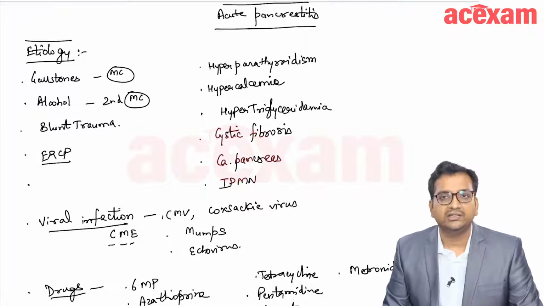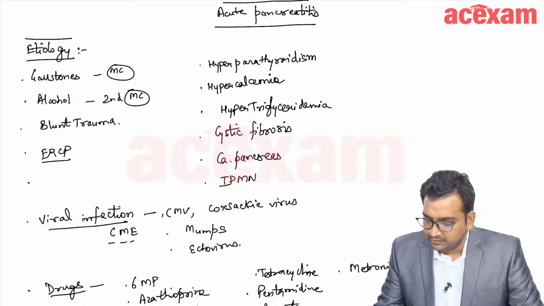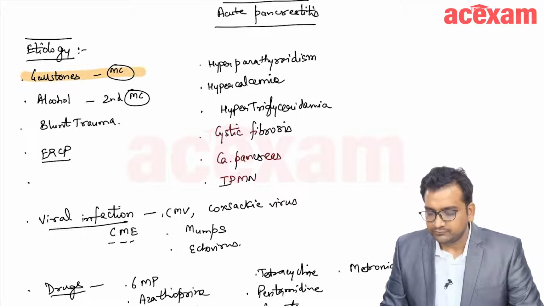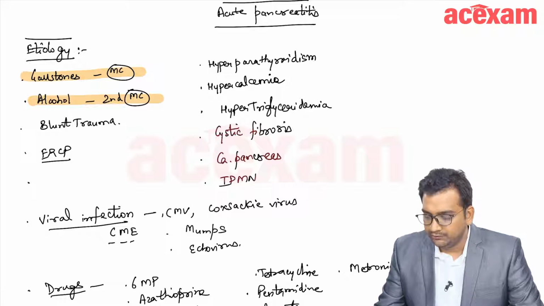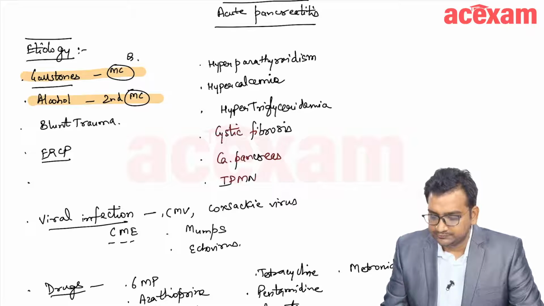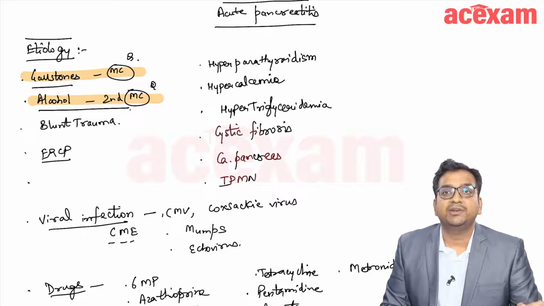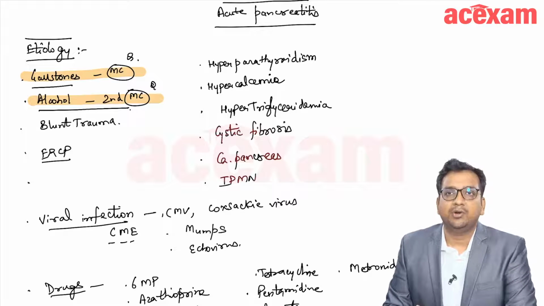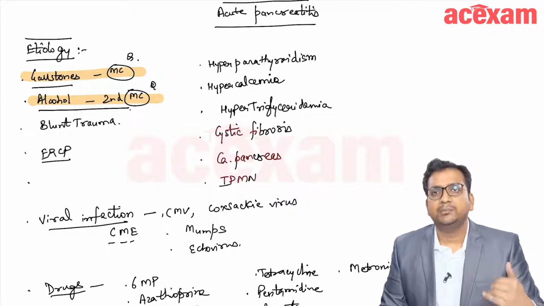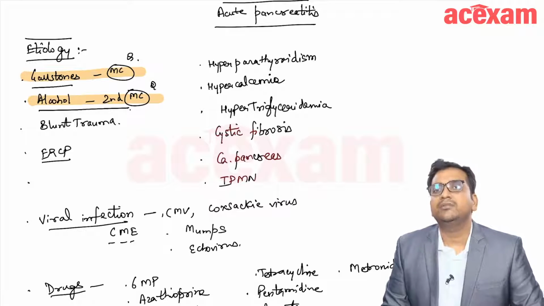Now let's see the etiologies of acute pancreatitis. Here I've written that the most common cause is gallstones. The second most common cause is alcohol. Overall, the most common cause is gallstones. You may get a question, for example, a patient who has had pain in the right upper abdomen for the last 3 months, and now suddenly develops severe epigastric pain radiating to the back.